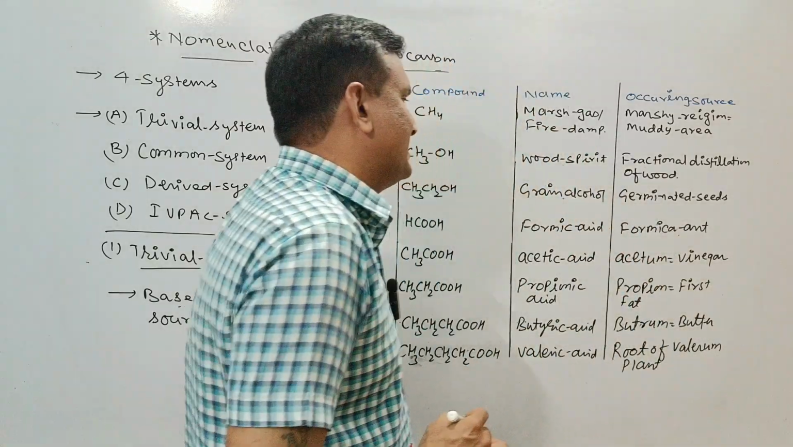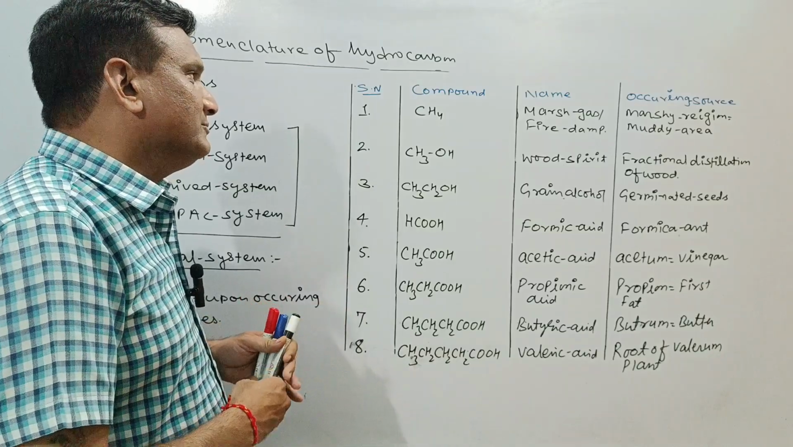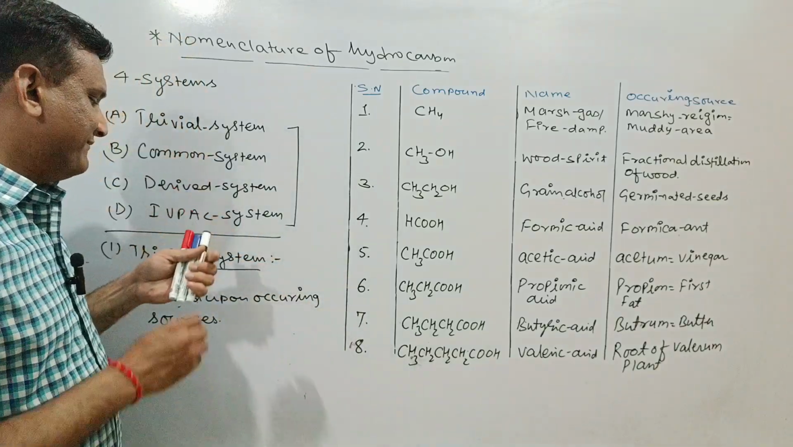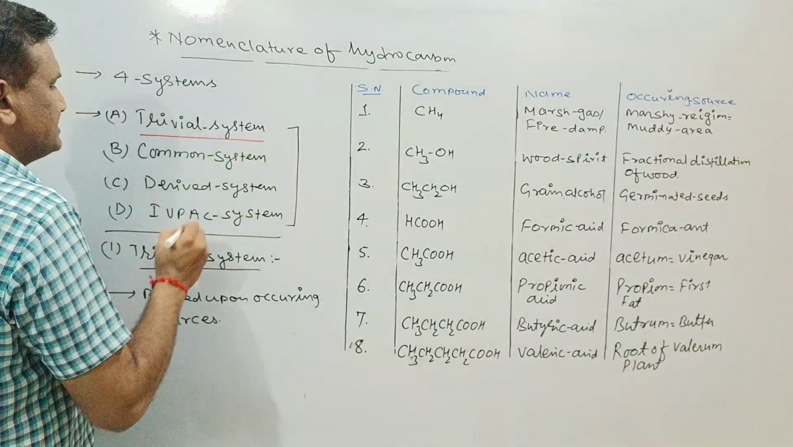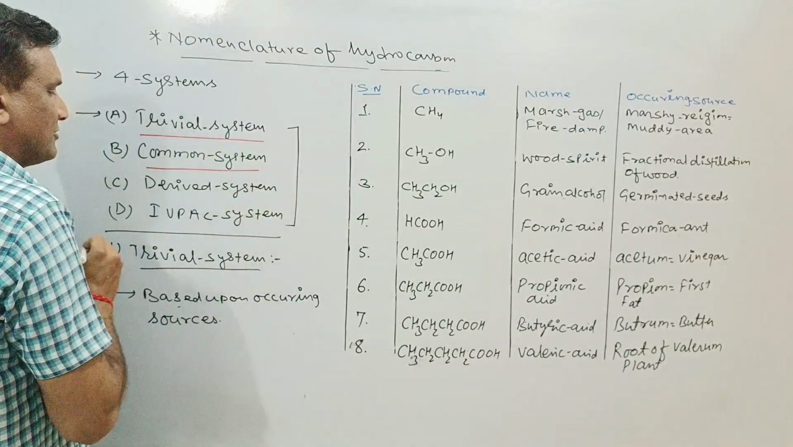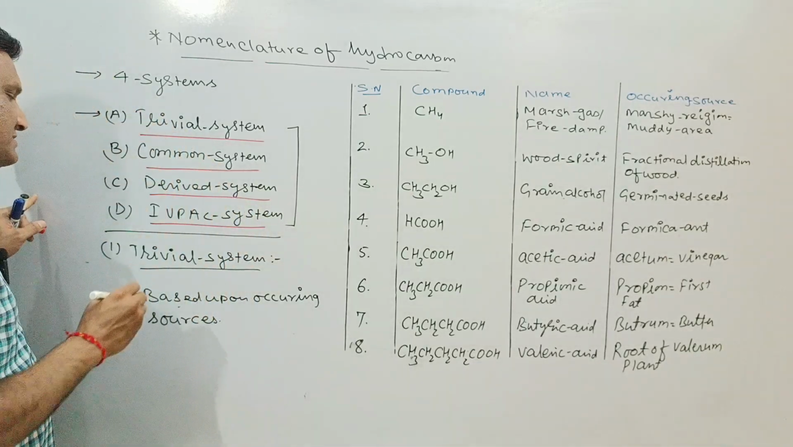That's why it is called valeric acid. So this was about just 8 compounds regarding the trivial system. This is the trivial system based upon occurring sources. Further we'll discuss the common system, derived system, and the most important, the IUPAC system.